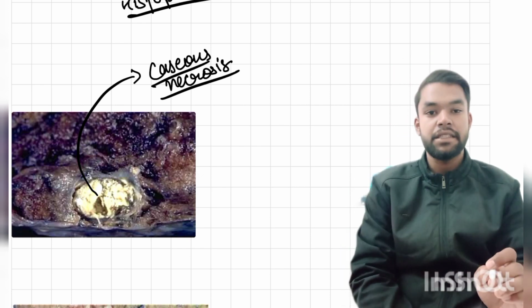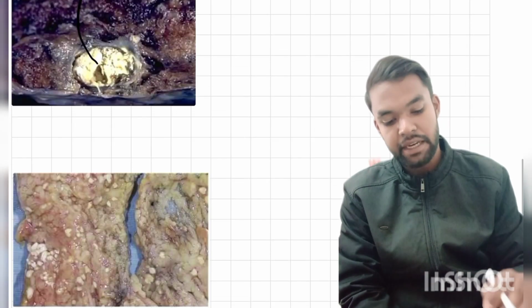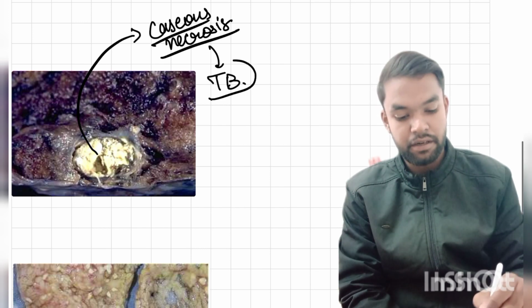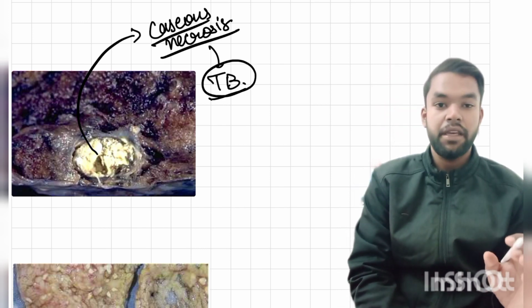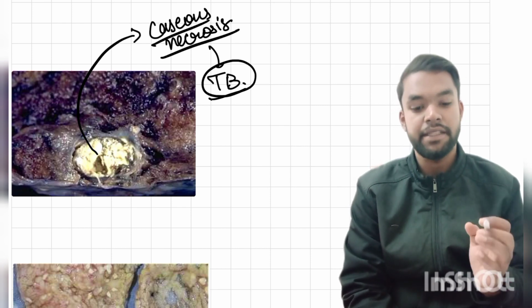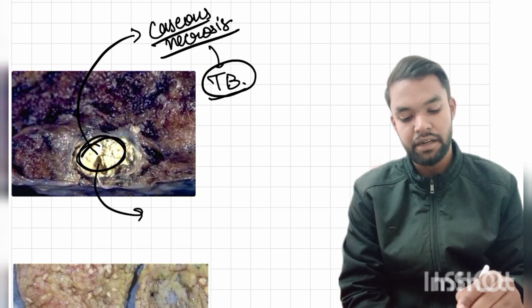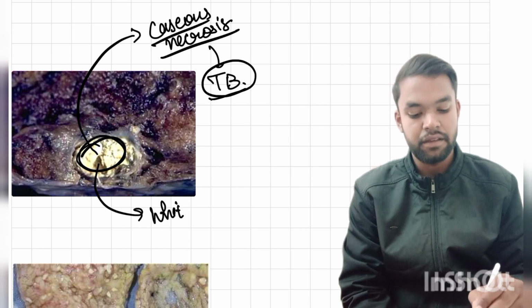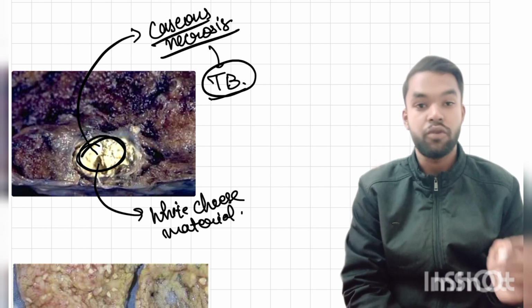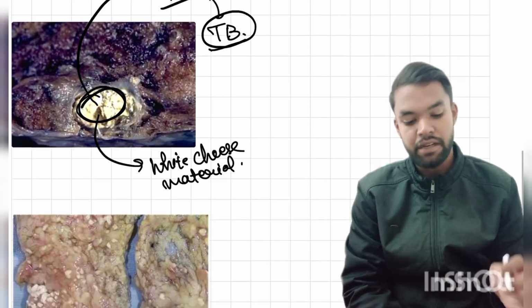So basically caseous necrosis is seen mainly in the infection of TB. So basically TB infection of the lung shows the caseous type of necrosis, which is the white cheesy material as shown in the diagram. This is white cheesy material deposited in the tuberculosis infection in our lung.